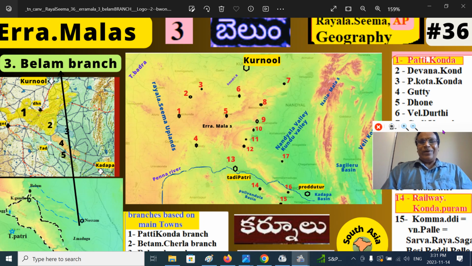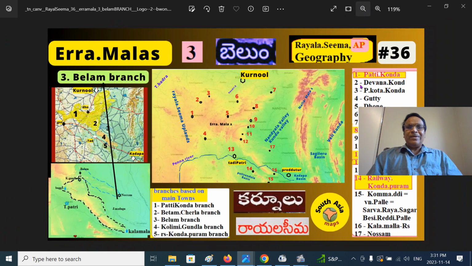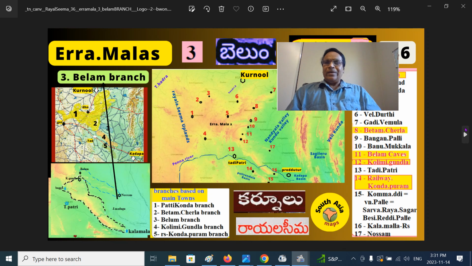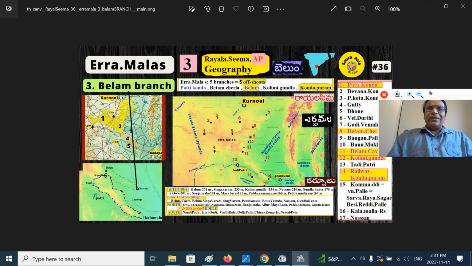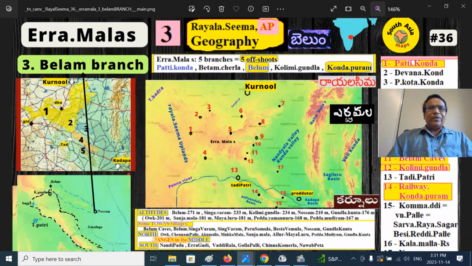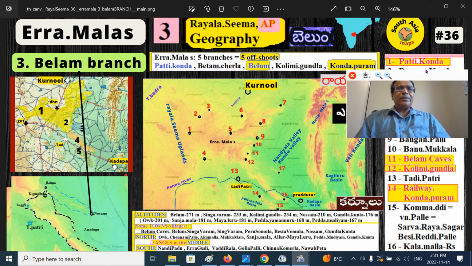You want to listen to this further. So the Belum caves are Belum, and we see the same thing. I will not go into all this. The important towns in the Erramala range and the outskirts of Erramala range, all broader, 17 I jotted. So you can look in the previous maybe 33 or so part. So this is the Belum Caves, RayalaSeema geography. Here we are talking about the microgeography of RayalaSeema.